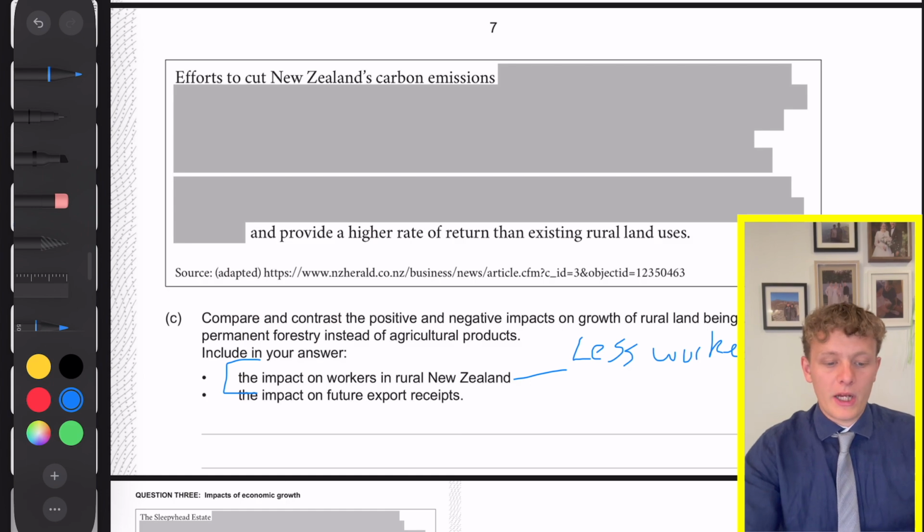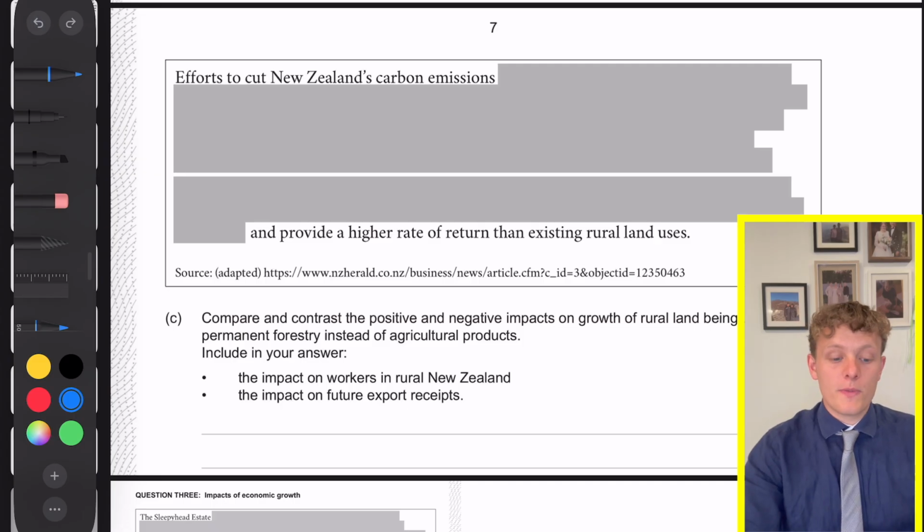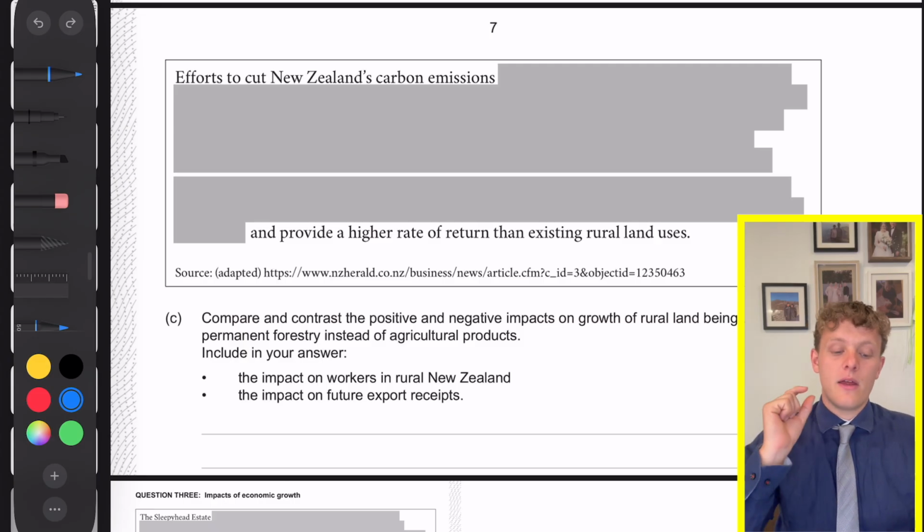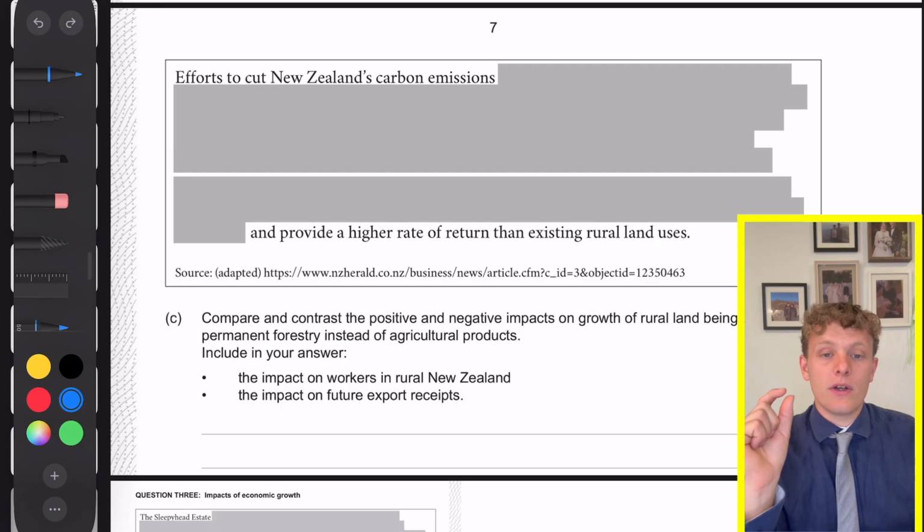Okay, let's look at page 7, or the second part of question 2. Basically the blurb says we want to cut carbon emissions. It says dairy farming has high emissions, forestry has low emissions, or is more carbon neutral. It says that dairy farms produce a lower rate of return than forestry in the long run.